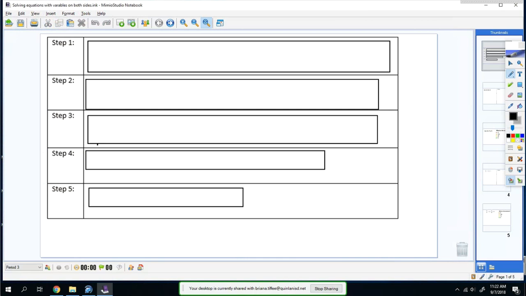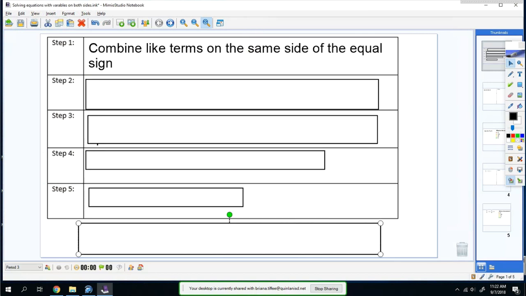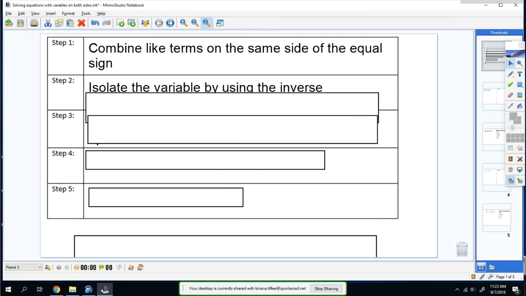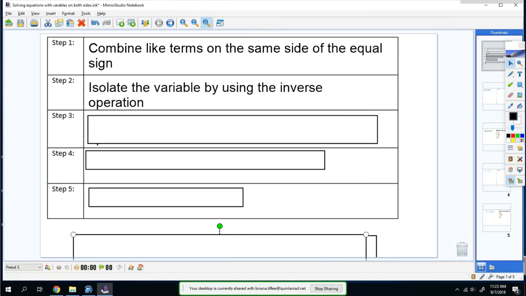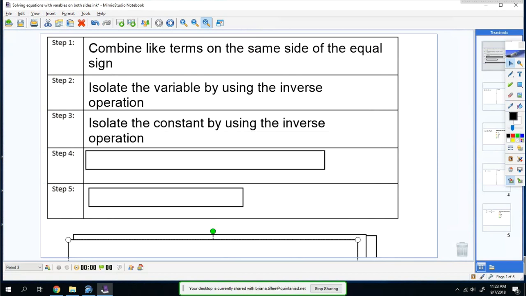Okay, so today we're going to be solving equations with variables on both sides. So step one, combine like terms on the same side of the equal sign. Step two, isolate the variable by using the inverse operation. Step three, isolate the constant by using the inverse operation.